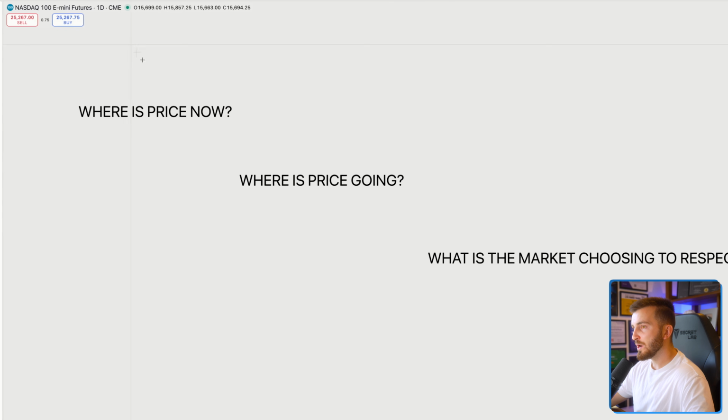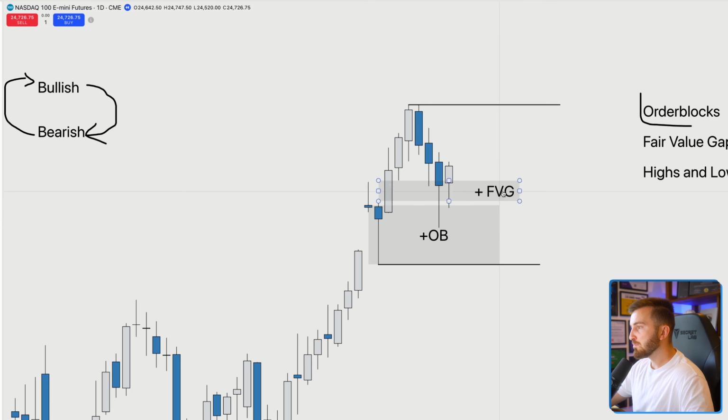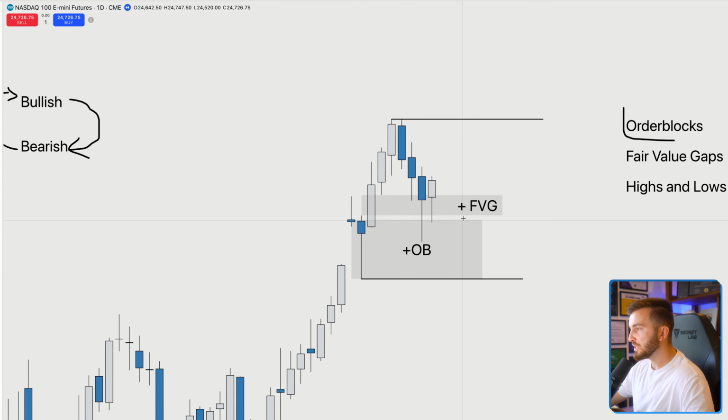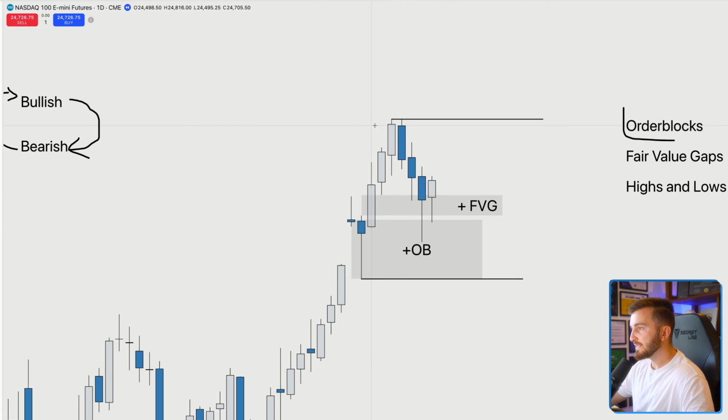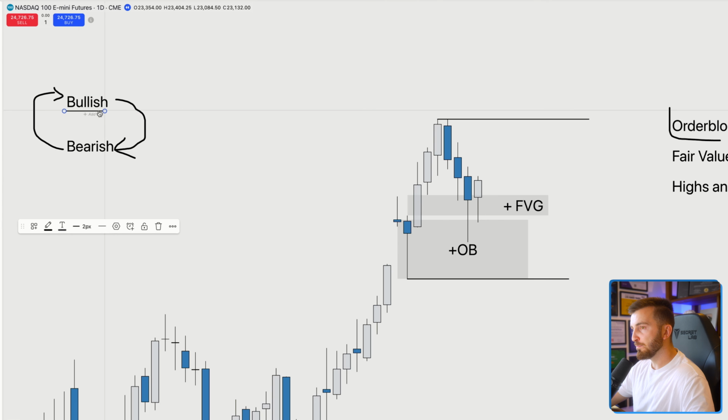Now, what is the bias for this next day? Well, let's answer the questions. Where is price now? Price is still around the bullish fair value gap and bullish order block. Where is price going? It is aiming towards this high. And since we just respected a bullish order block and fair value gap, then we expect the market to go towards the next bullish key level. Then now we expect the market to go towards a bearish key level.